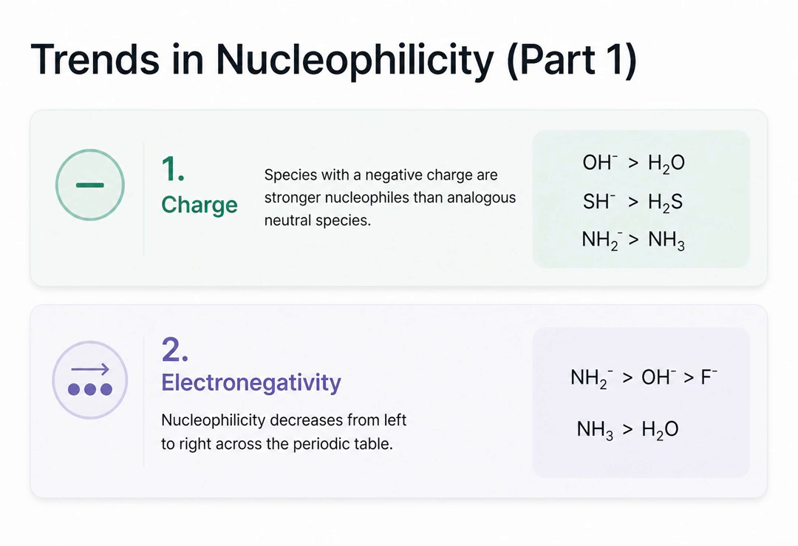Second, nucleophilicity decreases as you move from left to right across a row of the periodic table. For example, the amide ion is a better nucleophile than hydroxide, which is better than fluoride. This happens because more electronegative elements hold on to their non-bonding electrons much more tightly, making them less willing to donate those electrons to form a new bond with carbon.